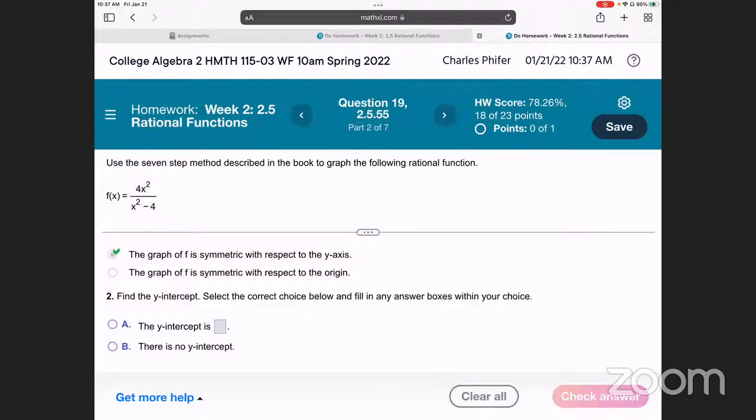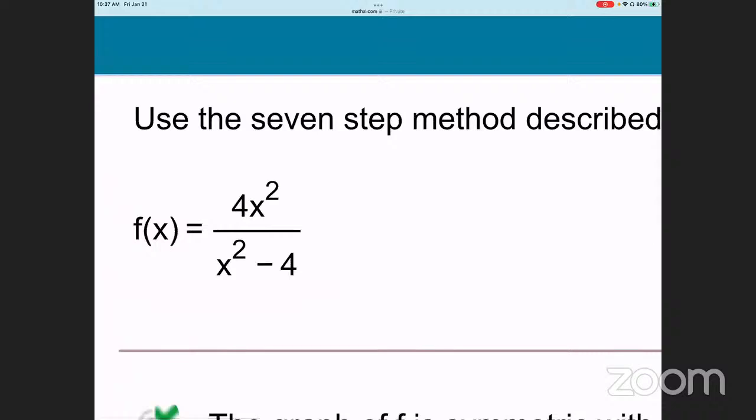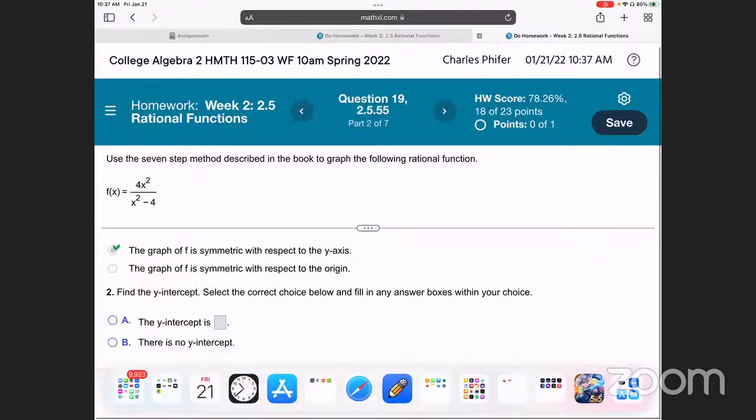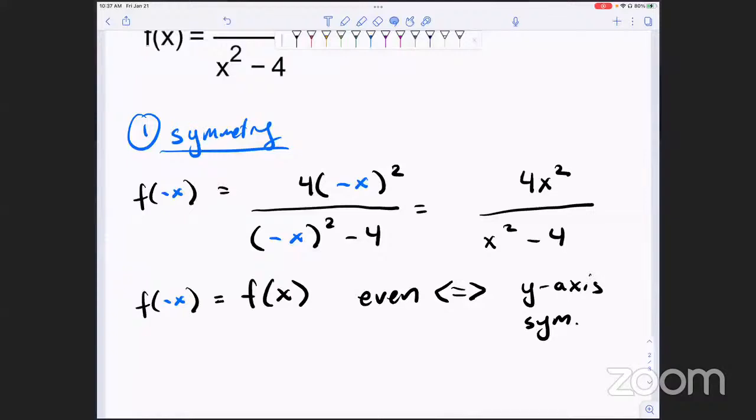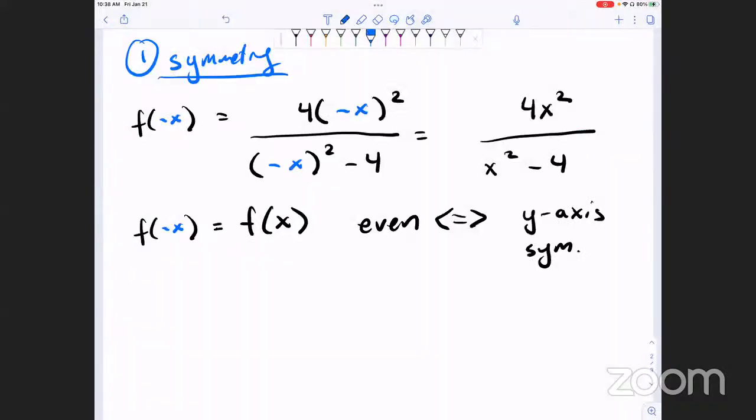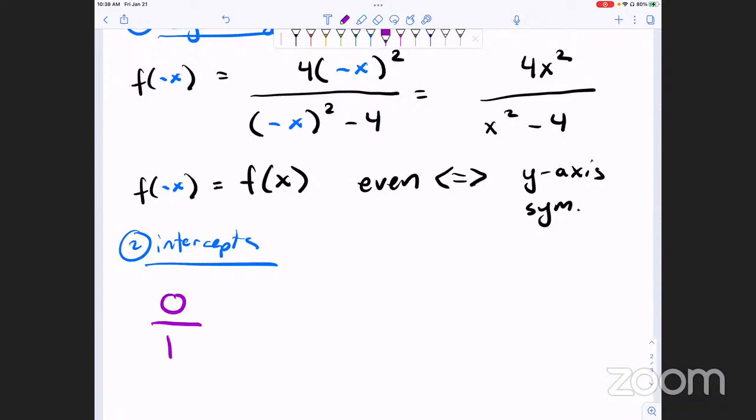Find the y-intercept. So for the y-intercept, we set x to 0, right? So notice here, if we set x to 0, the top is going to be 0, the bottom is going to be -4. 0 over some number, that's okay. For the second part, we were asked to find intercepts. Whenever we have 0 over some number, this is okay. So this is going to be equal to 0. But if we have some number over 0, that's a KO. You want to knock that out. So this is going to be undefined.